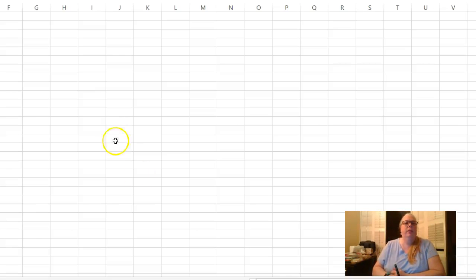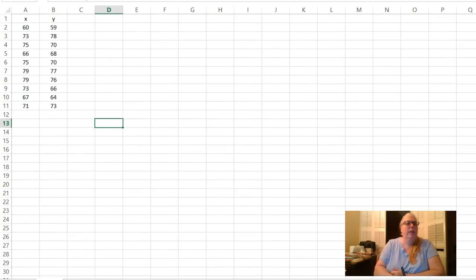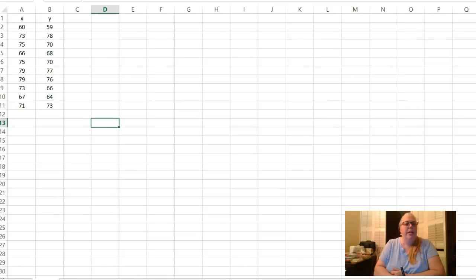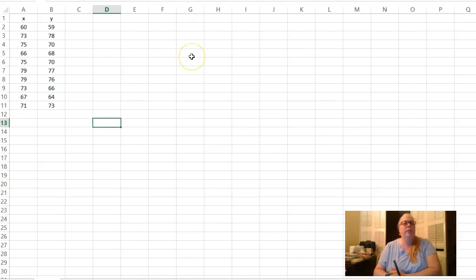Okay, so over here in Excel, I've already put the data in, as you can see, and our formula is we're supposed to find the mean for our x values, we need the mean for our y values, we need the standard deviation for our x values, and we need the standard deviation for the y values.